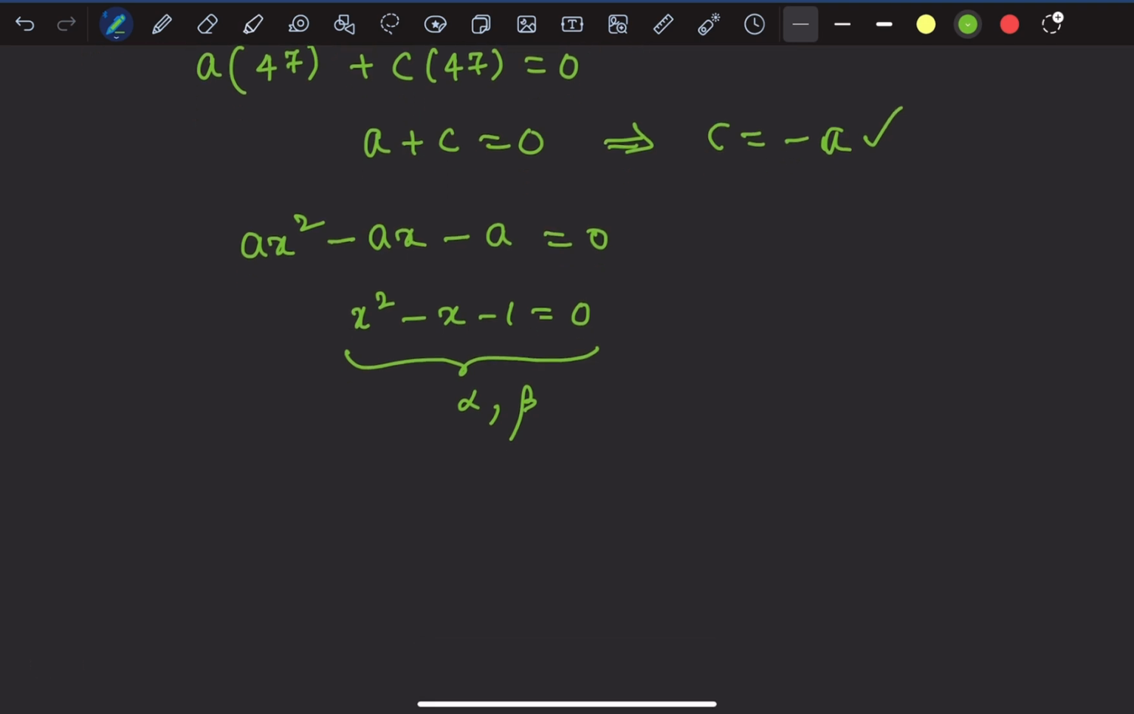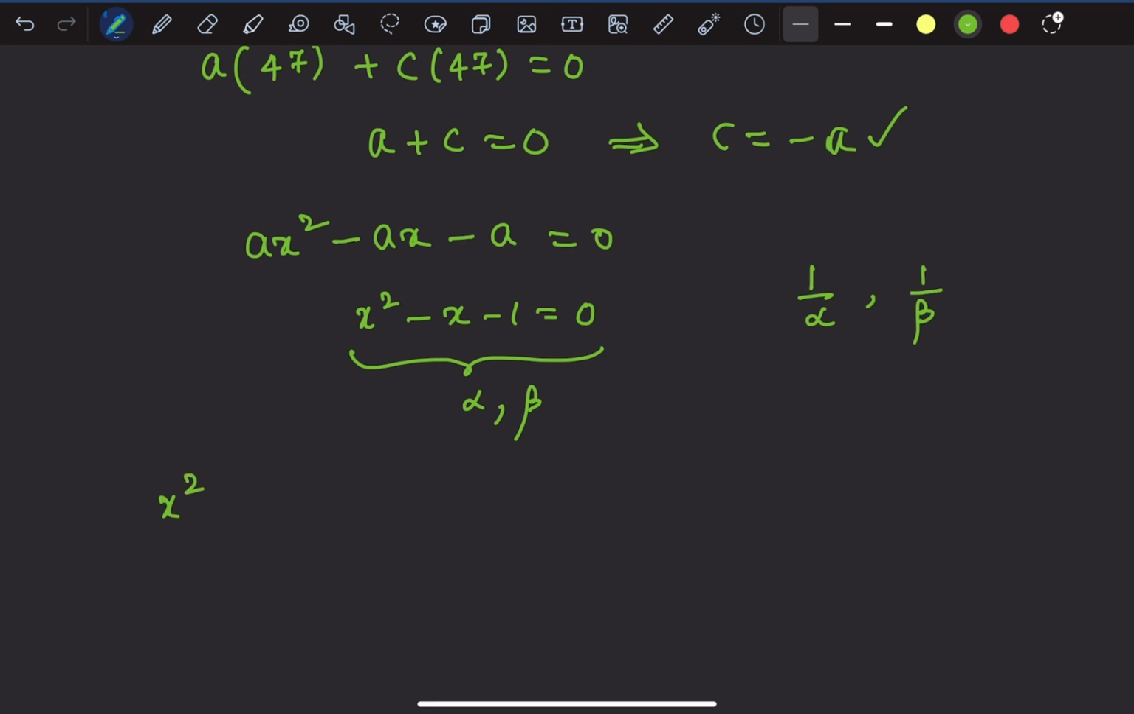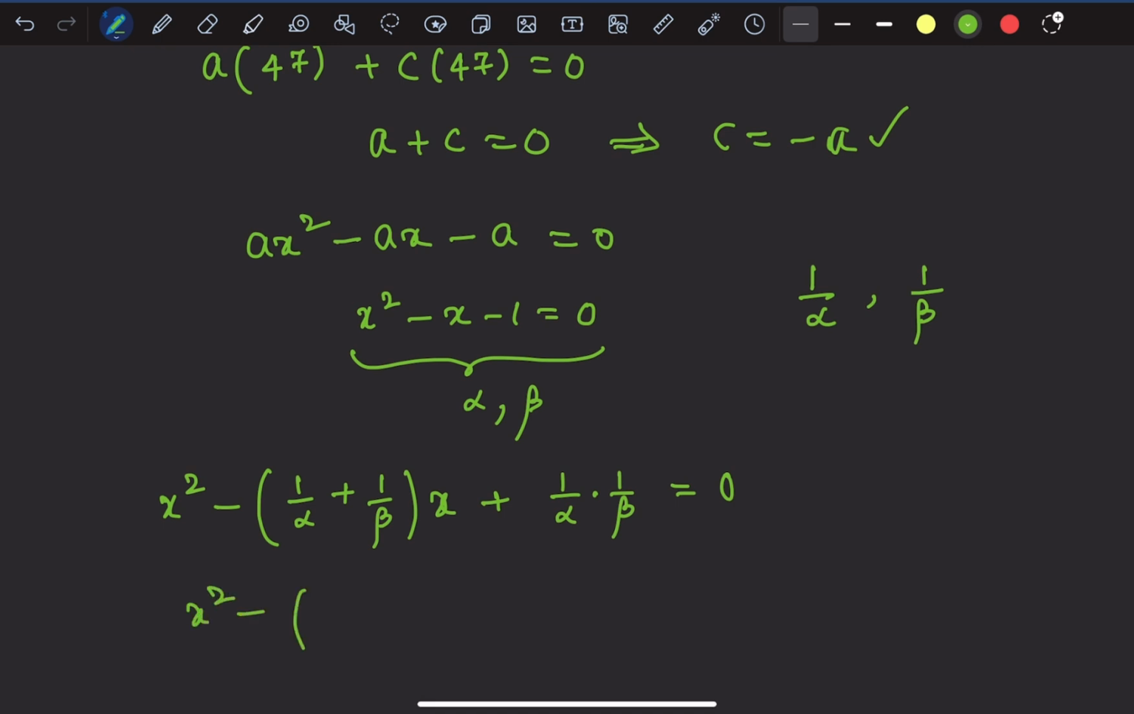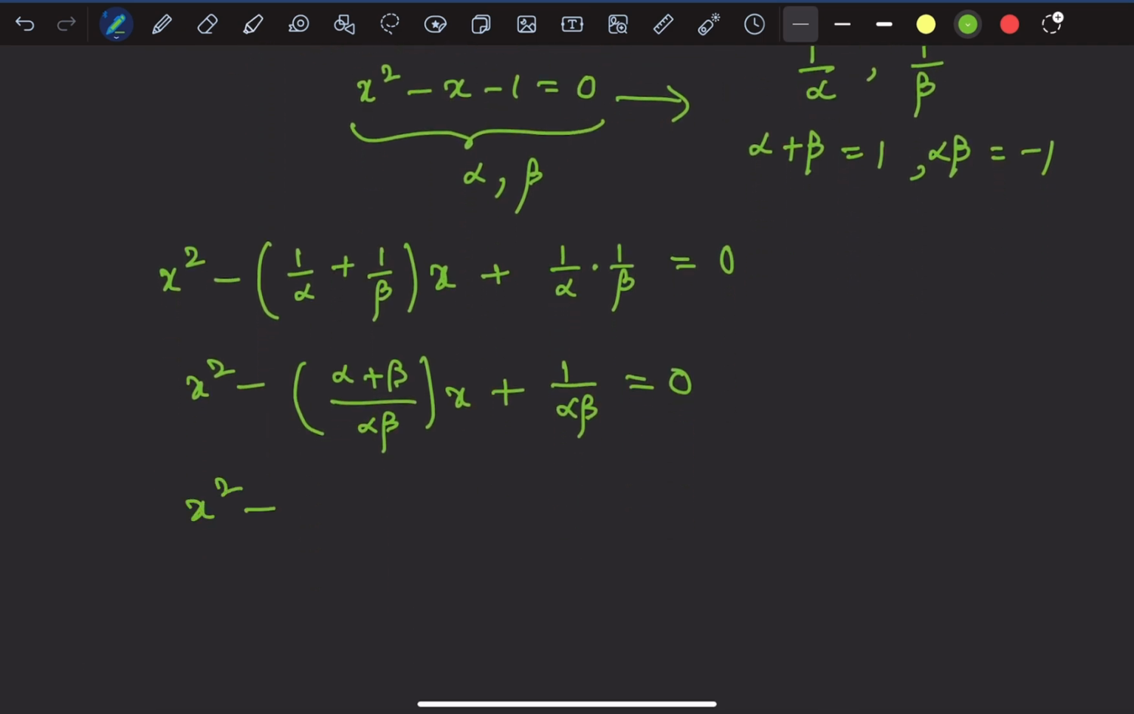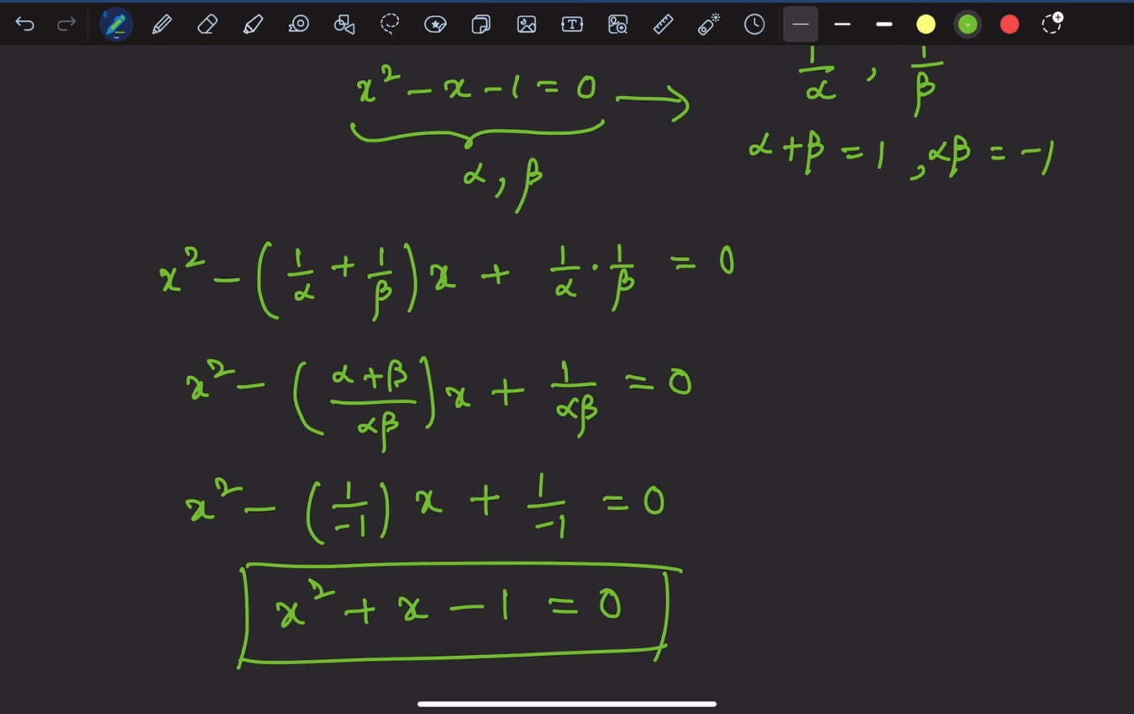All right. Now we have to find the quadratic equation whose roots are 1 by alpha comma 1 by beta. So the quadratic equation whose roots are 1 by alpha comma 1 by beta will be x square minus 1 by alpha plus 1 by beta multiplied by x plus 1 by alpha times 1 by beta is equal to 0. So this is x square minus alpha plus beta by alpha beta x plus 1 by alpha beta is equal to 0. So from this equation we can get alpha plus beta is equal to 1 and alpha beta is equal to minus 1. So therefore this will be x square minus 1 by minus 1 x plus 1 by minus 1 is equal to 0. So this gives us x square plus x minus 1 is equal to 0. So this is the required equation.